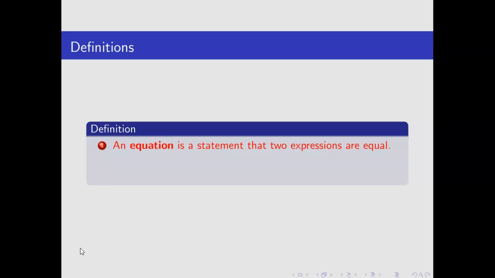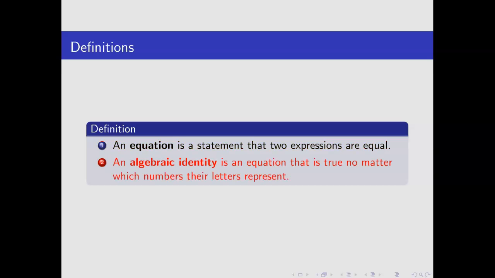All right, now continuing with definitions. Our next definition is for an equation. An equation is a statement that two expressions are equal. And an algebraic identity is an equation that is true no matter what their numbers represent.